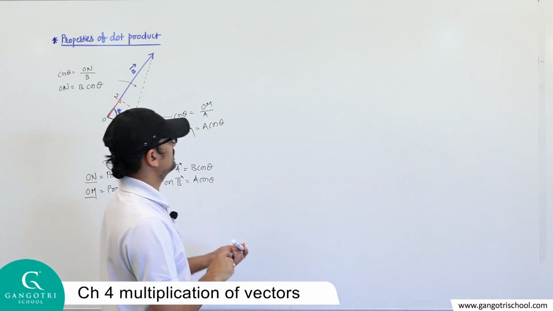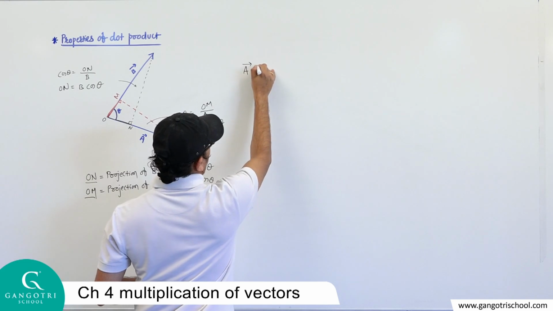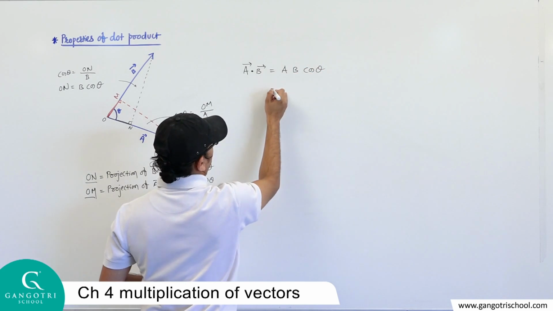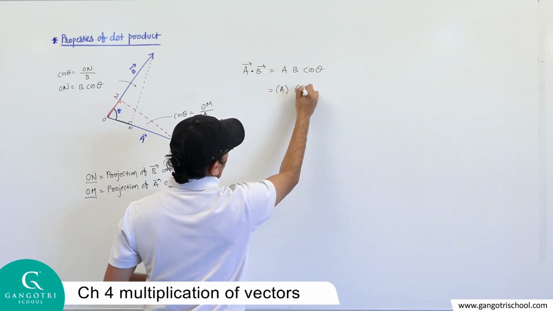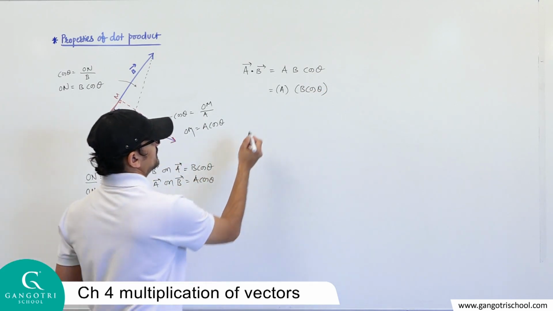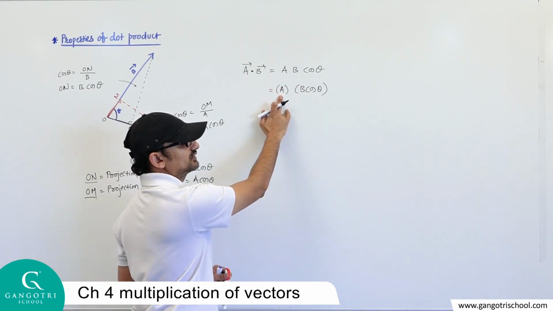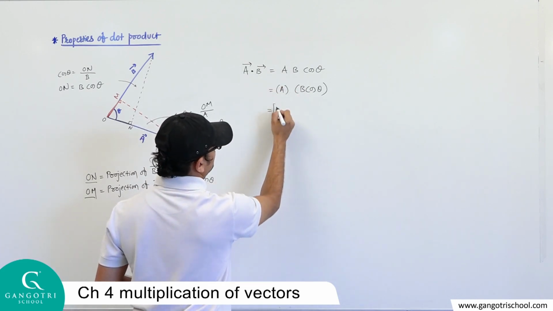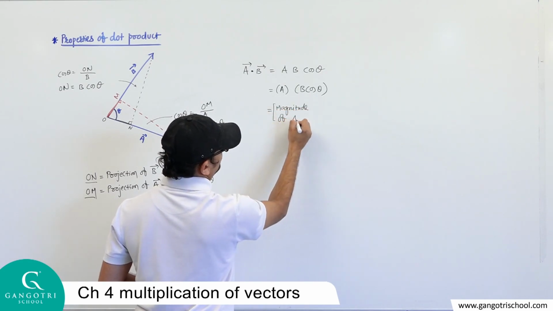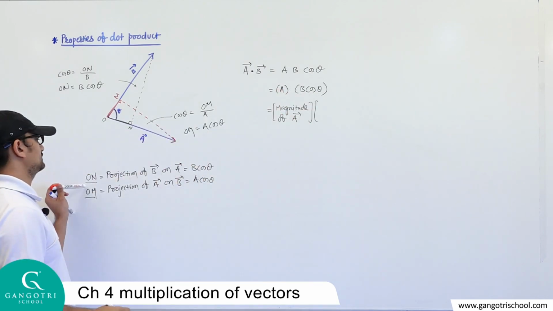Now we know the equation of A dot B. We know that A dot B is equal to AB cos theta. Can I write it in this way, A in the first bracket and B cos theta in the second bracket? It doesn't make any difference. Now see, there is no arrow above the A. It means that this represents only magnitude. Let's write it in words. It's the magnitude of vector A. And B cos theta, look here, B cos theta means ON.